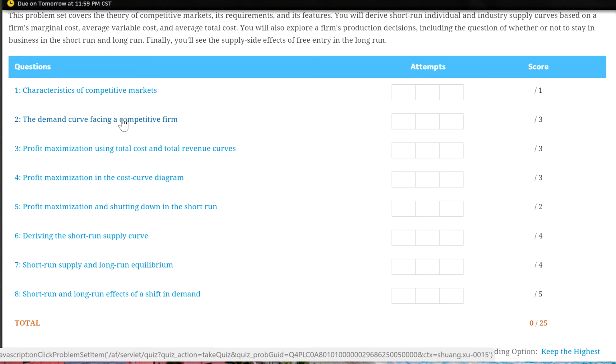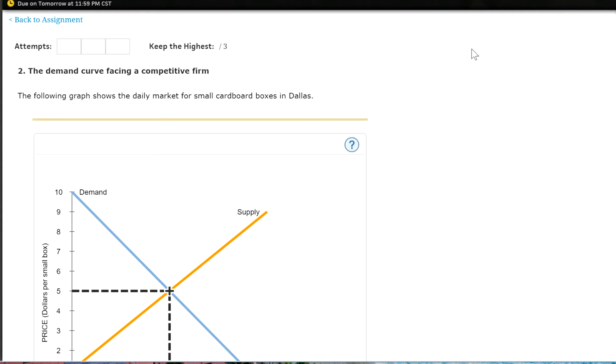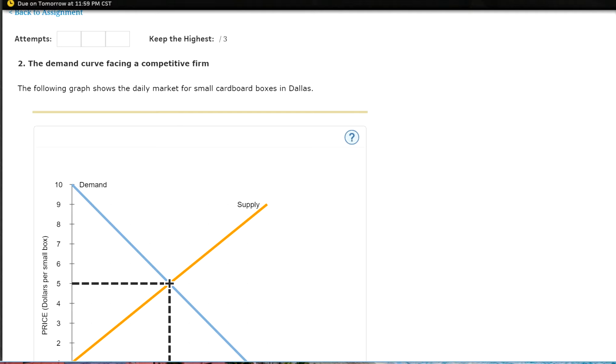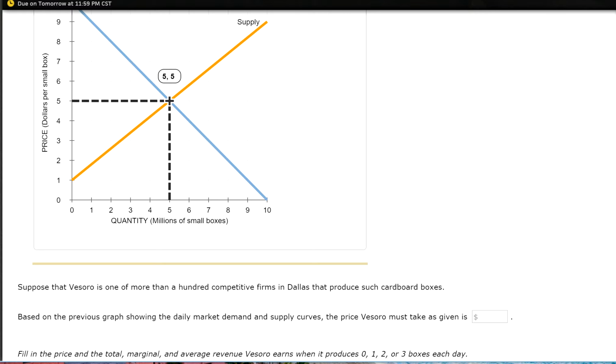Hi class, in this video we're going to do number 2 on your chapter 14 homework. So let's look at the question. The question says the following graph shows the daily market for small cardboard boxes in Dallas. Okay, so I will have our demand and supply, and this is your equilibrium at 5 and 5. And then what's the question asking?